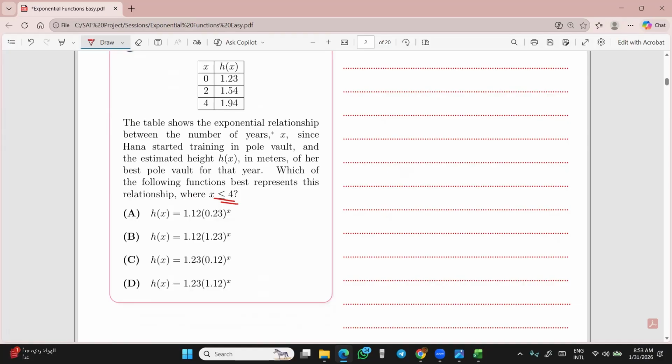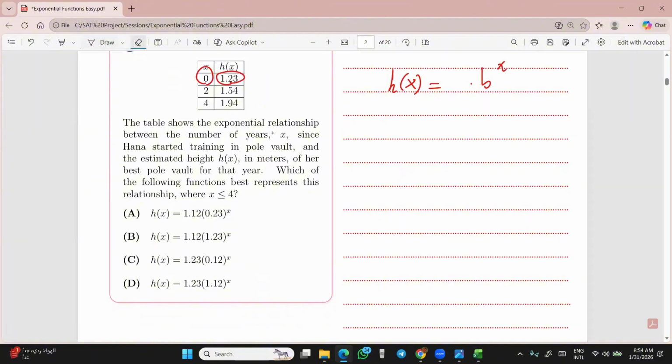Don't worry about this now. Just focus on the table. If you have a 0, this number is always a. So when you write the function y is equal to, or as you can see, h of x instead of y, that's okay. h of x is equal to a times b to the power of x. So we just write a as the y-intercept. The y-intercept is the number which has 0 as an x value.